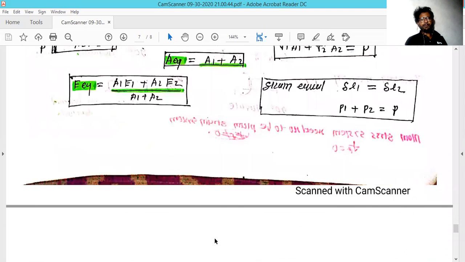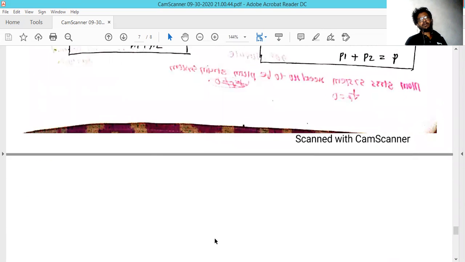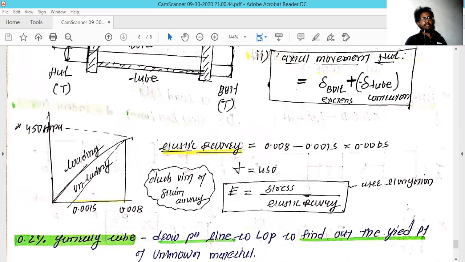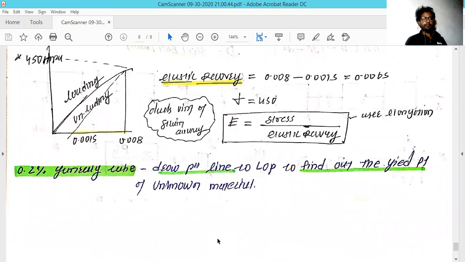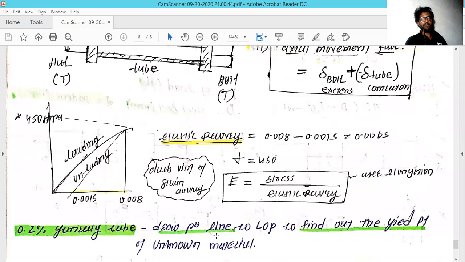There are also a few concepts related to area and modulus of stiffness, and their combination, and stress and strain in the bolt, where we perform the stress-strain diagram and find the modulus of elasticity, as we have seen before, but we'll go into detail. So today I'll stop here.